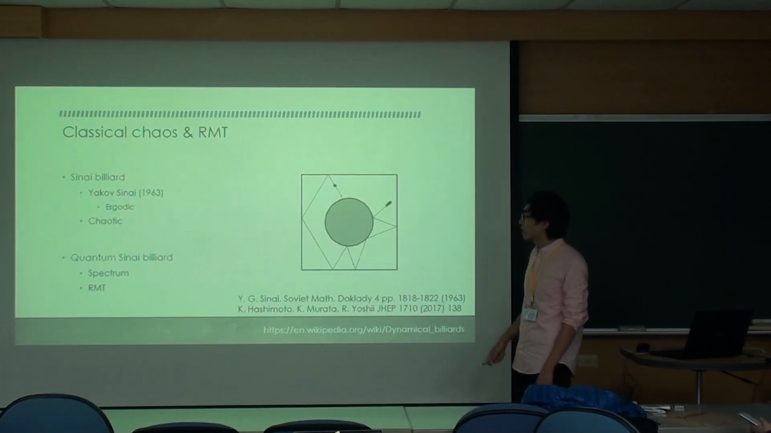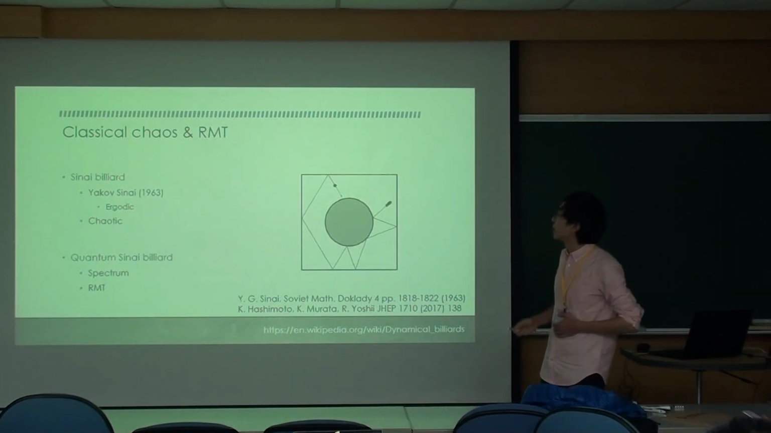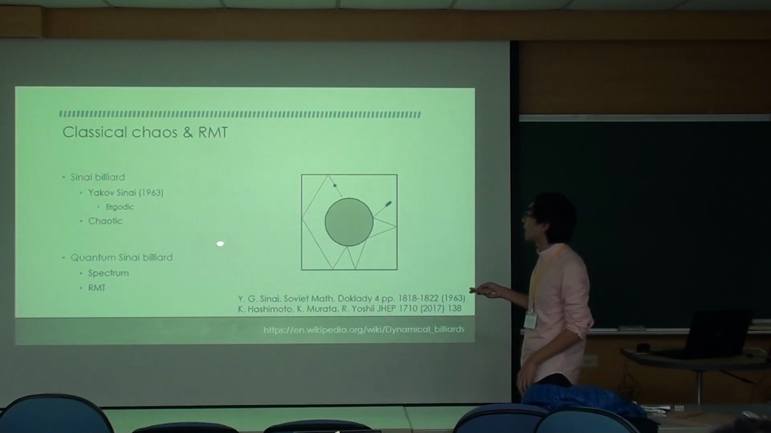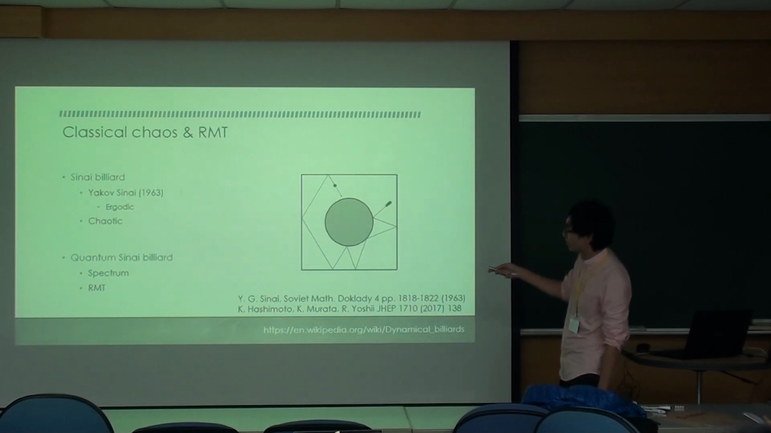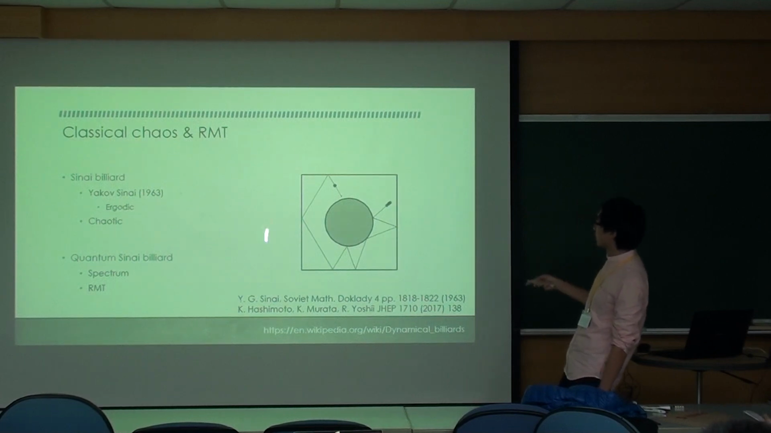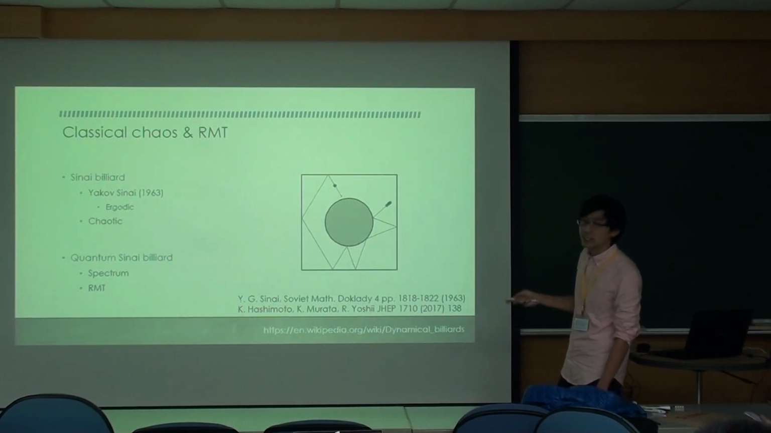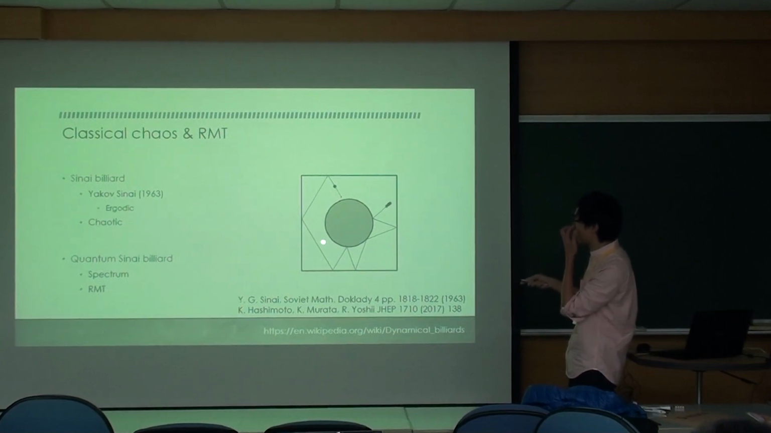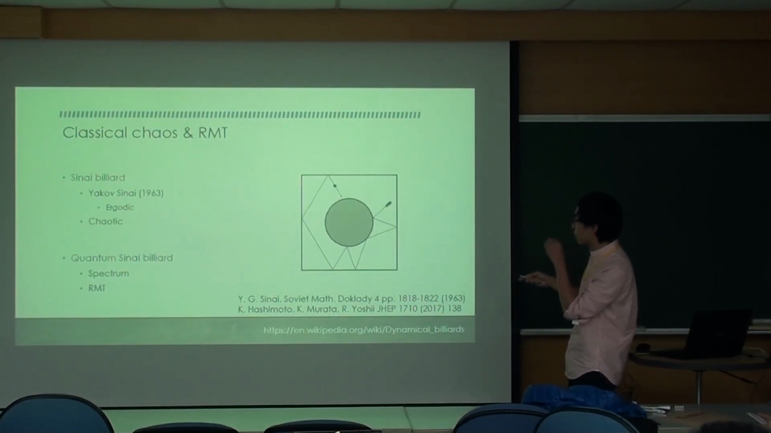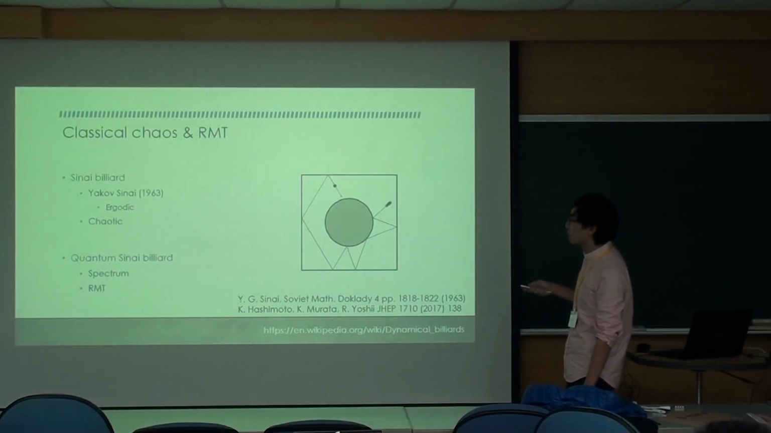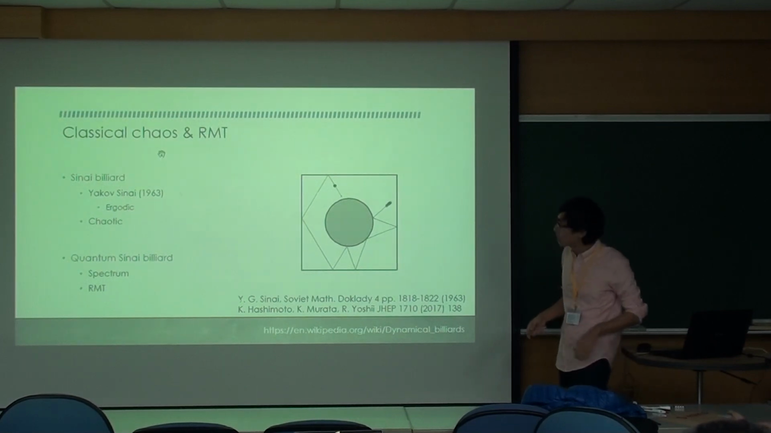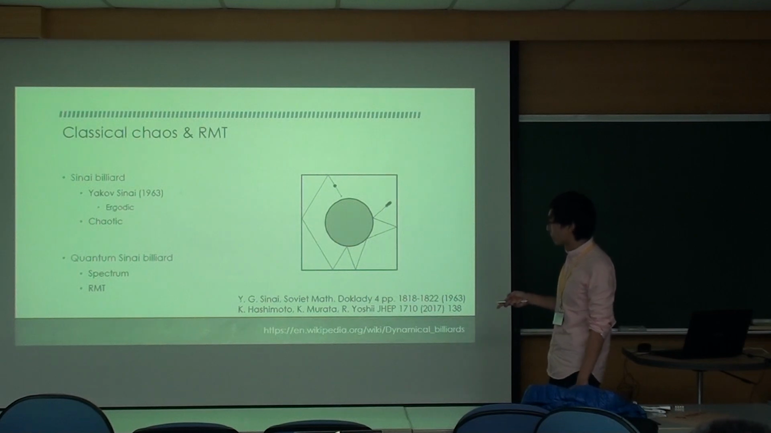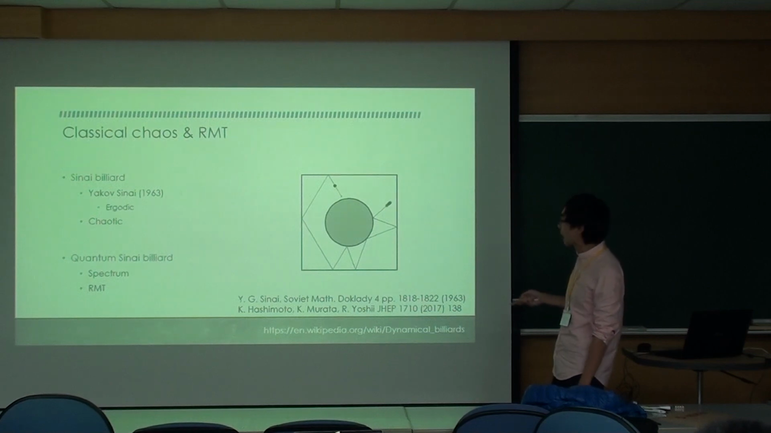So how do we connect random matrix theory to quantum chaos? One of the first ideas was invented by Yakov Sinai. I'm not sure if I pronounced the name correctly. He proposed a billiard system like this, and he proved that in this classical system, when you look at the phase space, no matter where you start, you sample all the phase space in the system. And that means this Sinai billiard is a chaotic system, at least classically.